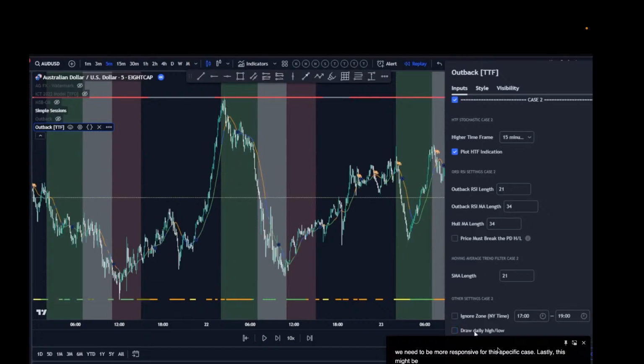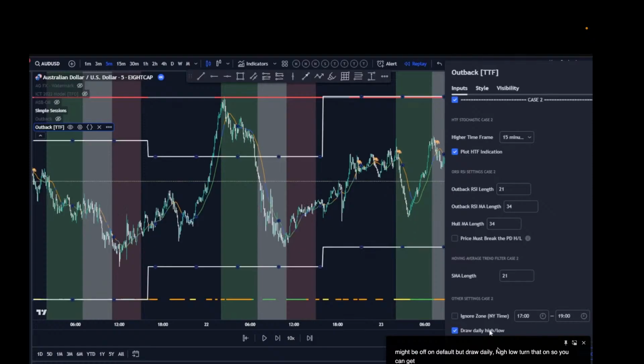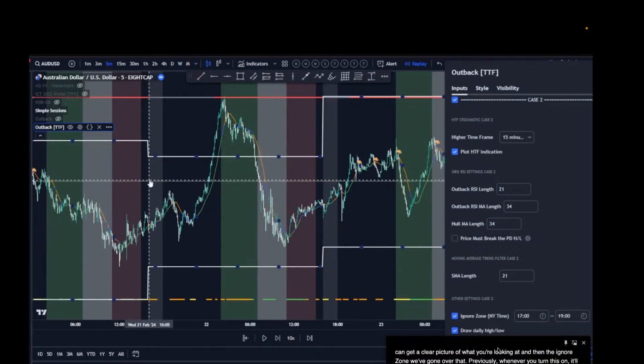Lastly, this might be off on default, but draw daily high and low, turn that on so you can get a clear picture of what you're looking at. And then the ignore zone, we've gone over that previously. Whenever you turn this on, you'll highlight here and no trades will be presented in this time zone. But we'll take that off for now.